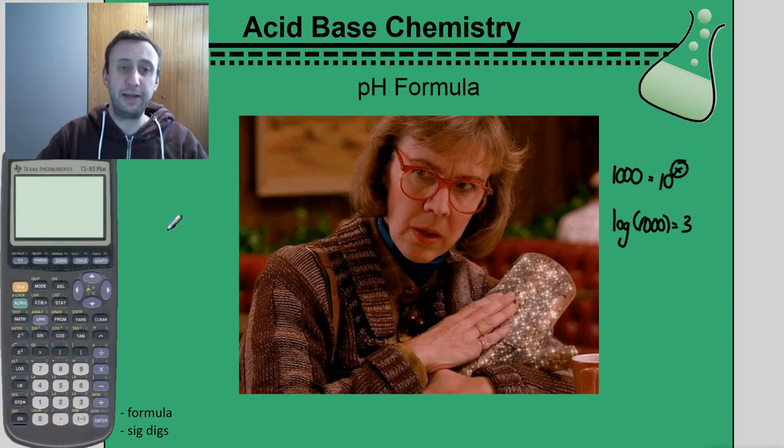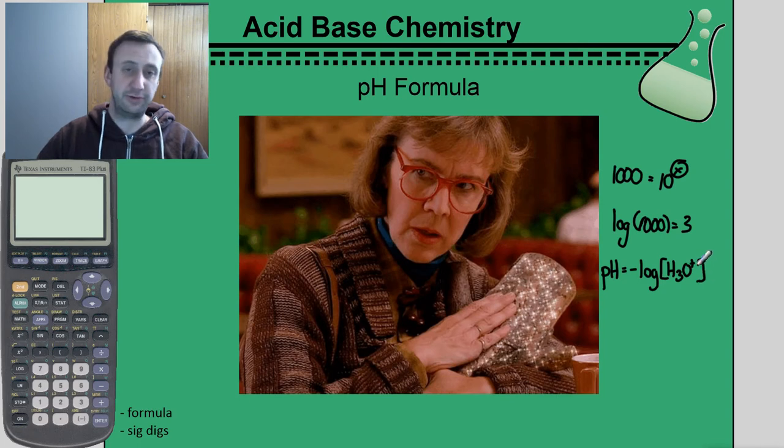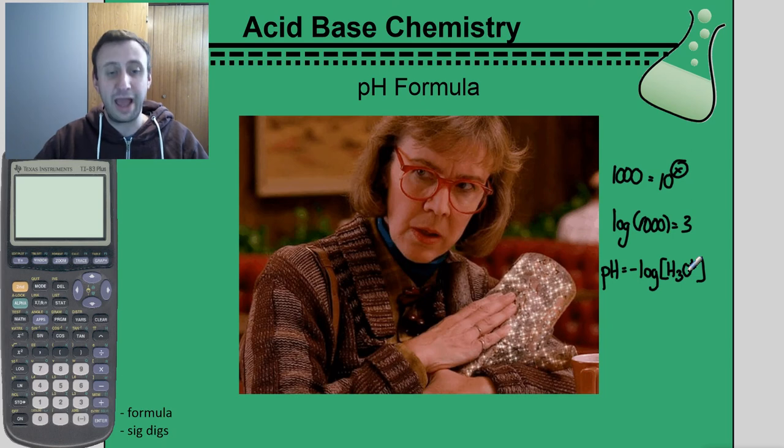If I want to find pH, pH is simply equal to the negative log of the hydronium concentration, H3O positive concentration. So if I type in negative log hydronium, I will get as a result my pH value.